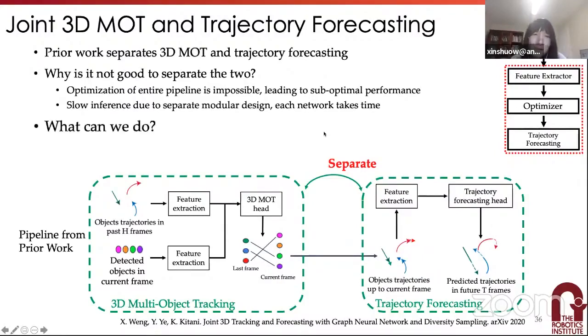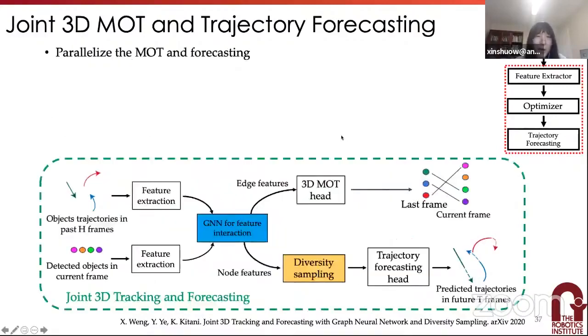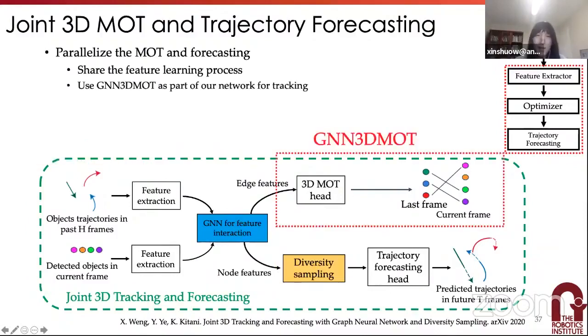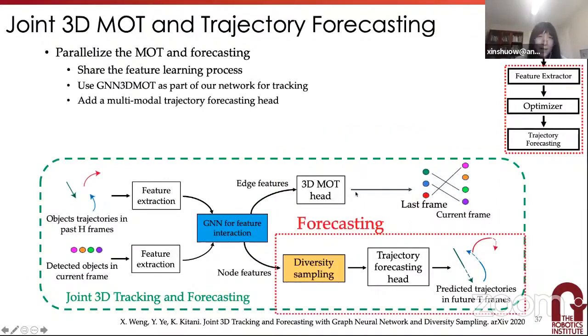So what can we do about this? What can we do to combine these 2 modules to improve the performance and the running time? The answer is to parallelize the MOT and forecasting. First, we do a shared feature learning for the 2 modules, the MOT and forecasting modules. Again, we use the GN for feature interaction here because it's proven to be useful. And we use our CVPR work as the key component for the tracking. Also, we add a forecasting head to output multimodal trajectories in the future.